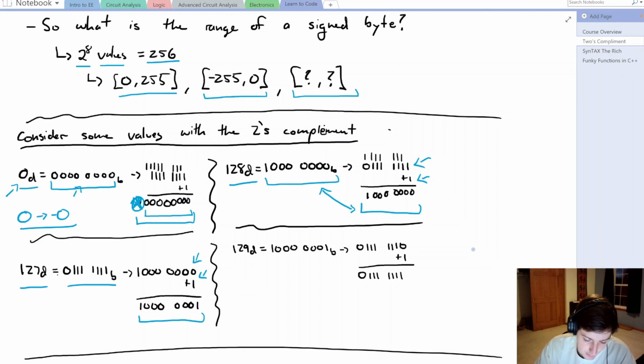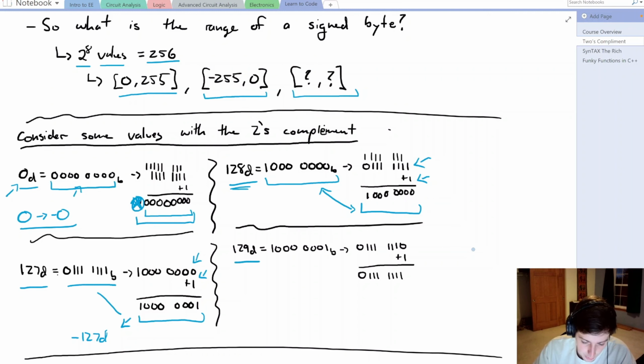Again, 8 bits, and these do not match. So what we could say is that this maps to -127 in decimal. So we took 1 away from 128, and it seemed to be okay. Let's add 1 to 128 and see what happens.